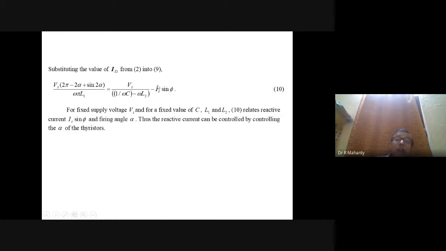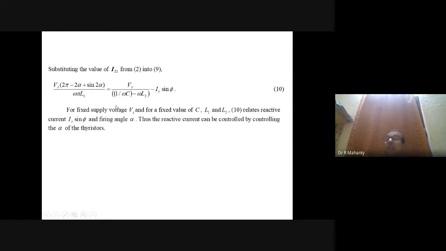Okay, and this equation gives you a value of alpha for which this will be working at unity power factor condition. Therefore, if you know the value of Is sin phi, you have to calculate the value of alpha from here. And then if the thyristor is fired at that alpha, it will take care of the reactive part of the current.